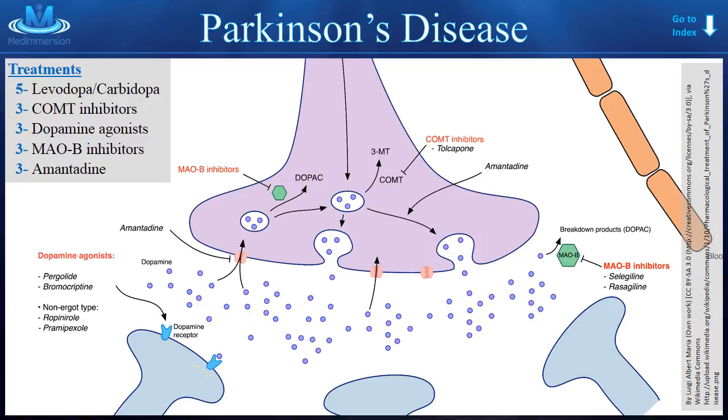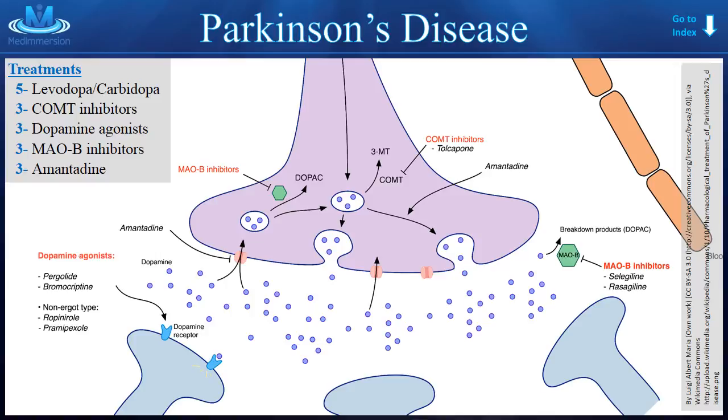Next on the list, again, 3 out of 5, the monoamine oxidase B inhibitors, selegiline and rasagiline. The enzyme monoamine oxidase B is another enzyme that degrades and breaks down dopamine, thus leading to a waste of that neurotransmitter that we're so desperately trying to hold on to. So if we inhibit that enzyme, we're increasing the amount of dopamine in the system.